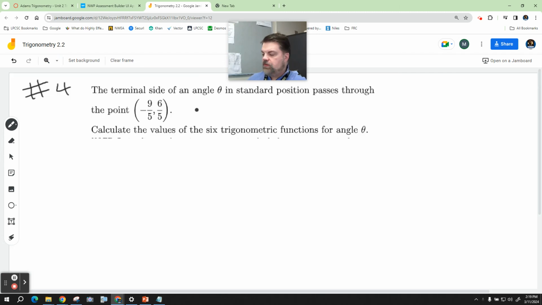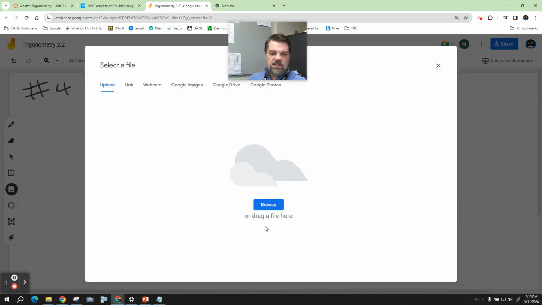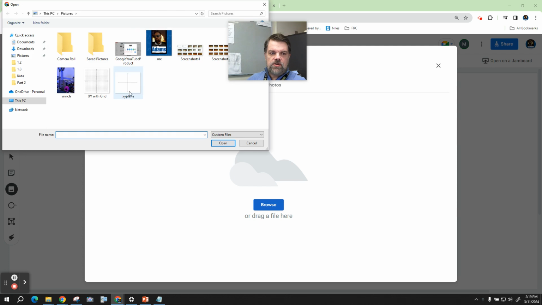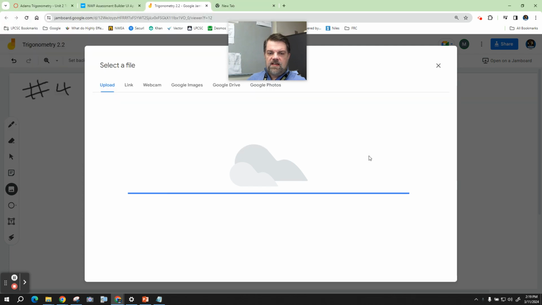All right, so for this one, this has the terminal side of an angle in standard position that passes through the point -9/5 comma 6/5. So again, we have to sketch the drawing. And it doesn't have to be perfect.